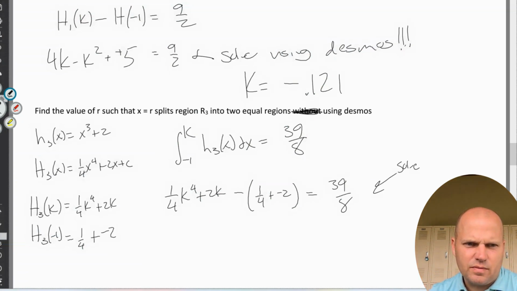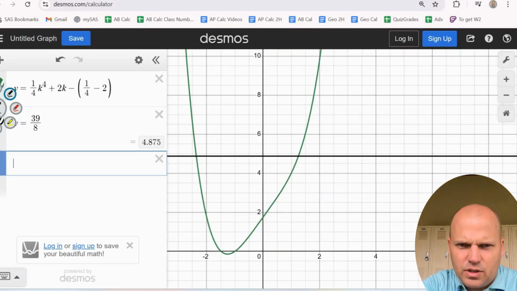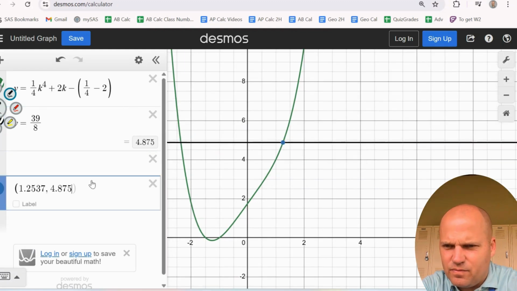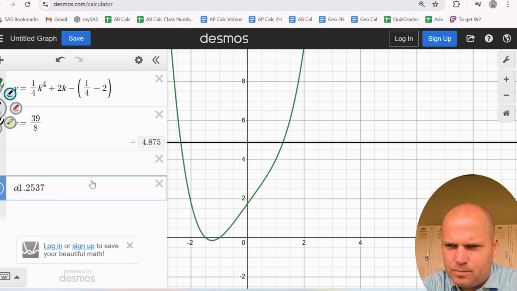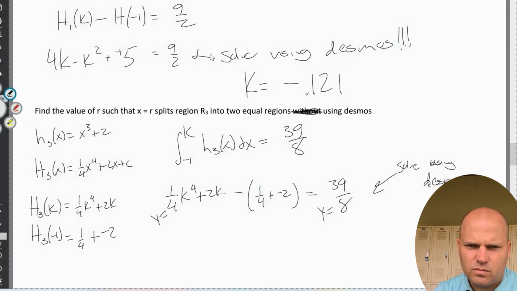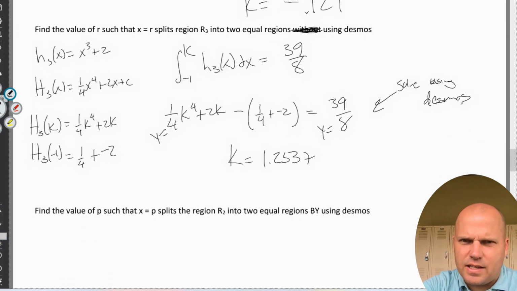Solve using Desmos. Why did I think this would be solvable without? Y equals the left side, y equals the right side. What was the intersection? Solve that, save that. Let's make sure we check it. Let's call it an A. Okay. Let's make sure it's correct.